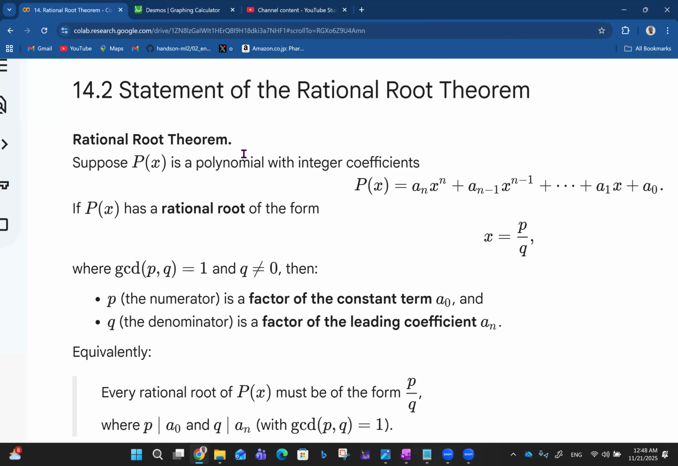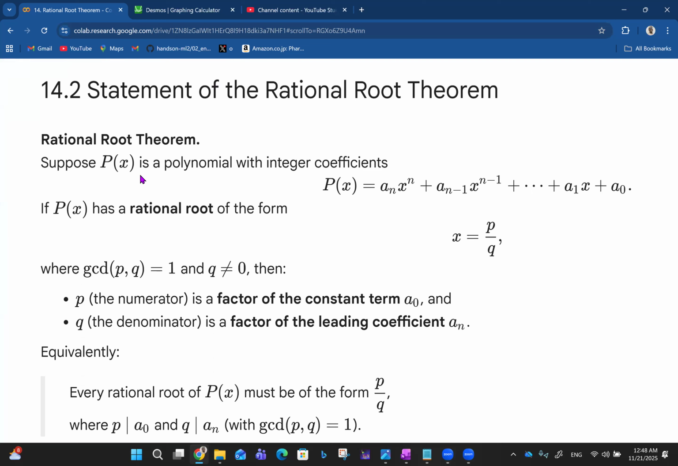So the rational root theorem states as follows. Suppose P of x is a polynomial with integer coefficients, the same expression as before. If P of x has a rational root of the form x equals p over q, where the greatest common divisor of p and q is 1, that is, you can't divide them further because nothing is common to them, that is, they have been simplified, and q is not 0. I mean, if q is 0, this will be undefined.